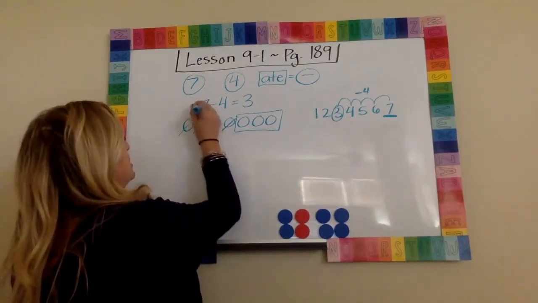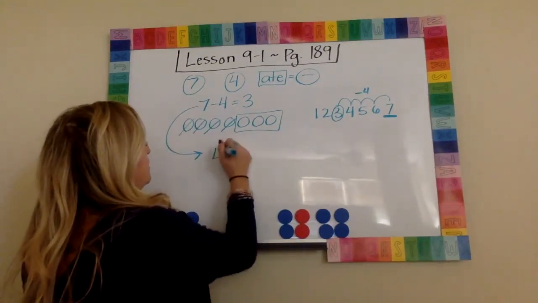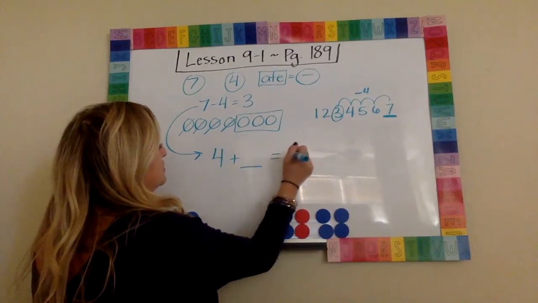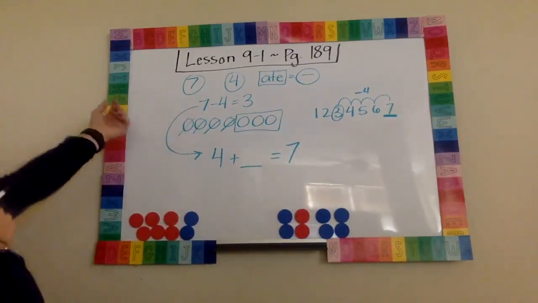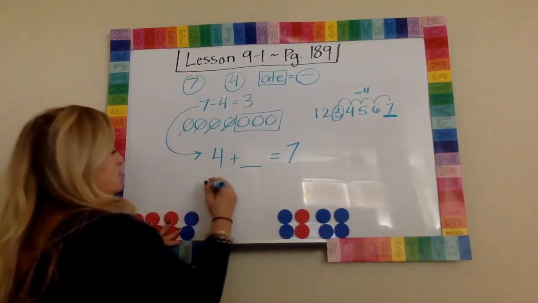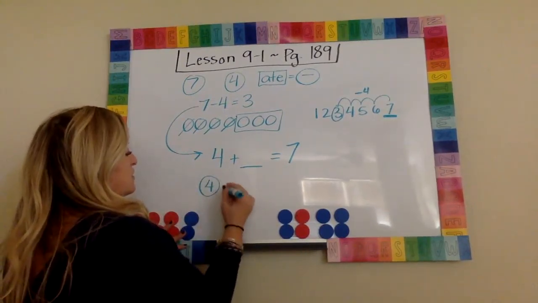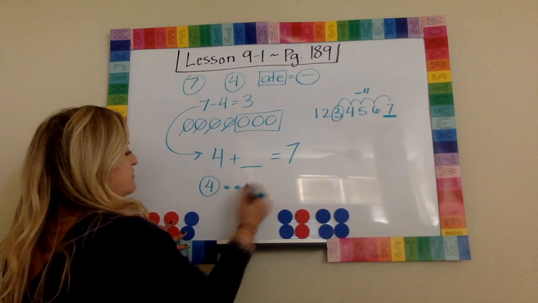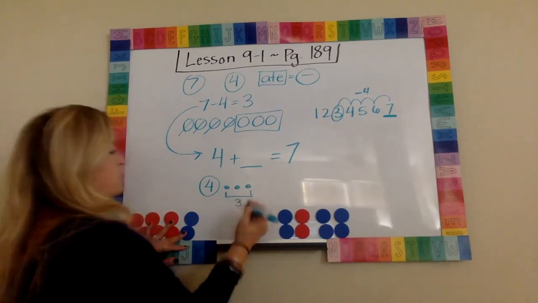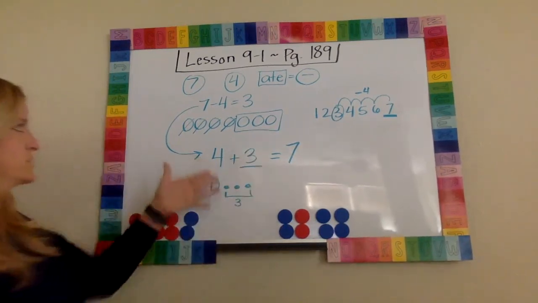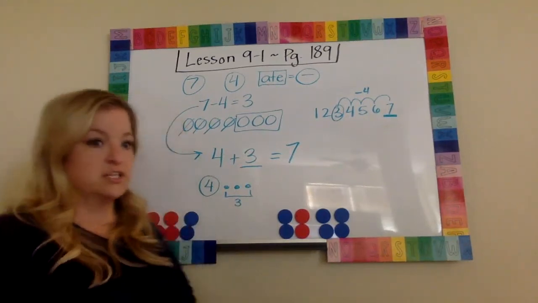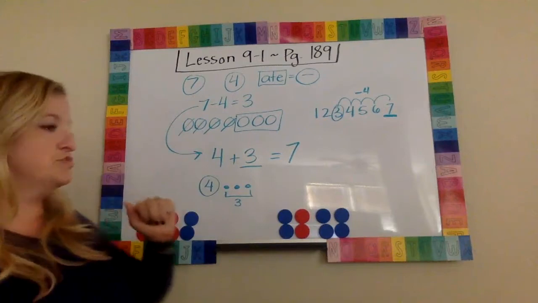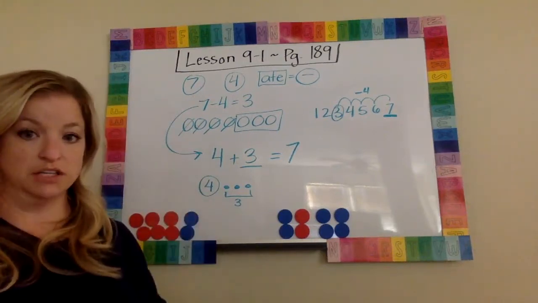I could also turn this into an addition equation. If I don't know what 7 minus 4 is, I could easily figure out what 4 plus what equals 7. So 4, 5, 6, 7. There are 3 dots. 4 plus 3 equals 7. So now I know 7 minus 4 equals 3. Did I draw a picture and write an equation? Yeah, I did that a lot.